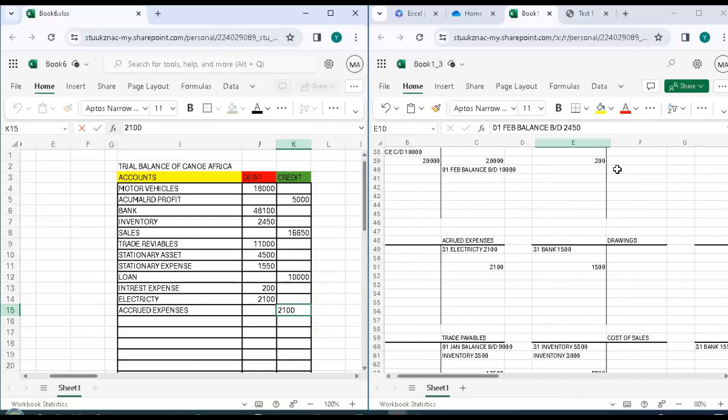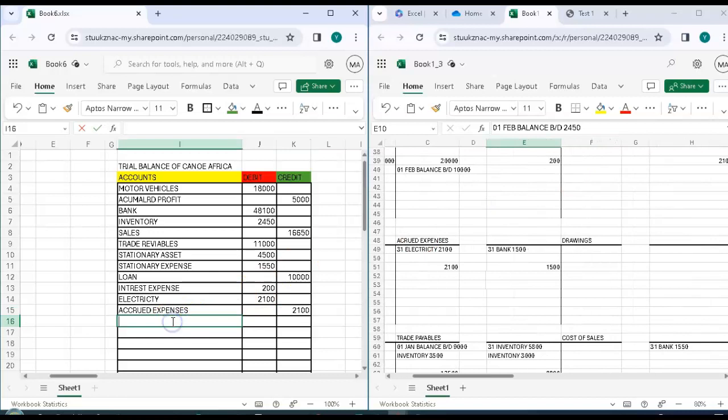Okay, next we have drawings. Now drawings, it's like a capital account, an owner's equity account. So drawings will be over here. Sorry, it's a negative owner's equity. So drawings will increase on the debit side.